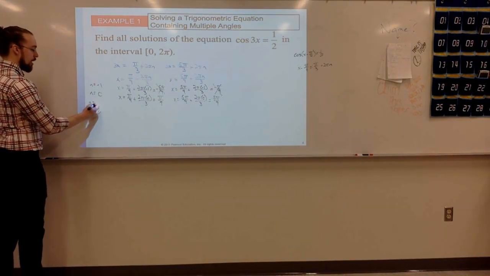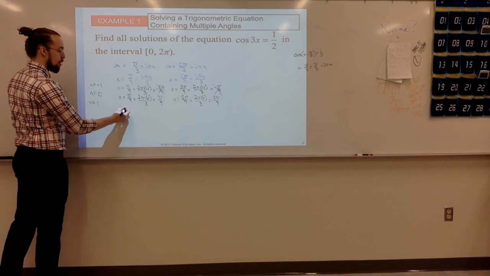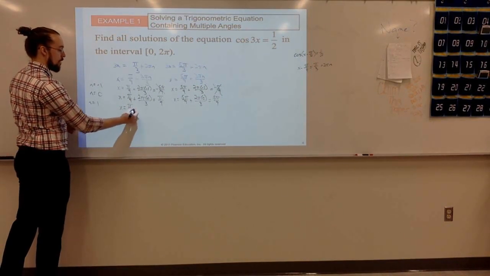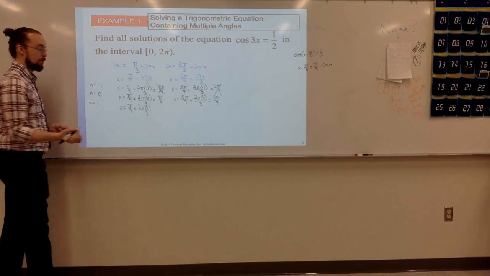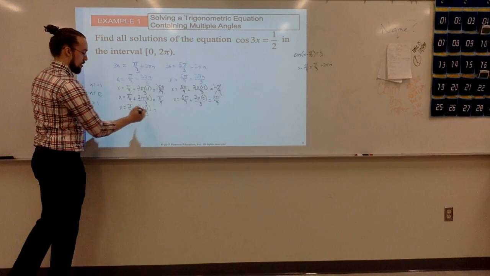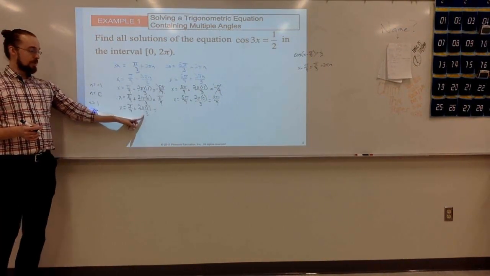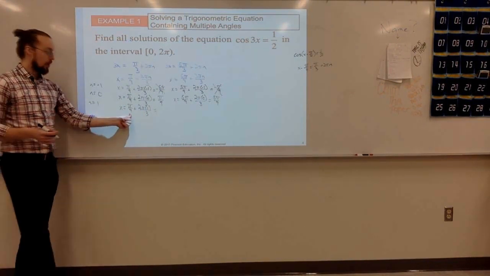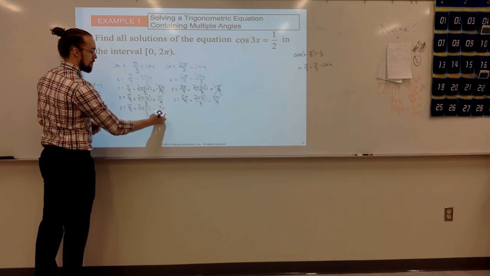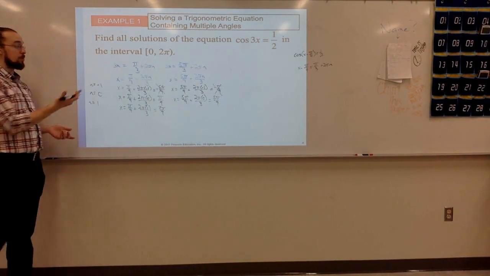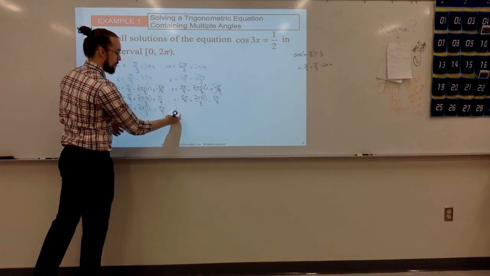Let's check n equals 1 now. So if I plug 1 in for n, I'll have pi over 9 plus 2 pi times 1 over 3. So, again, getting common denominators, this would be 6 pi over 9. So 1 pi over 9 plus 6 pi over 9 would be 7 pi over 9. That is in between 0 and 2 pi. So that's another answer.